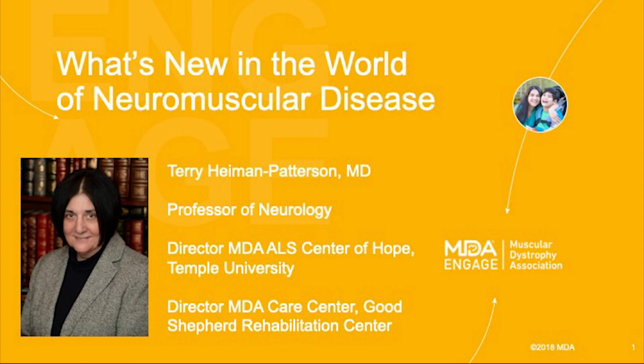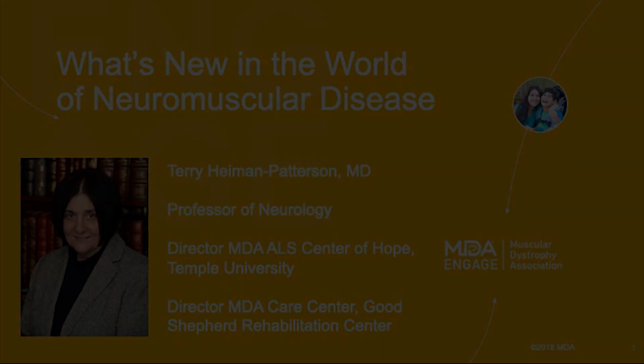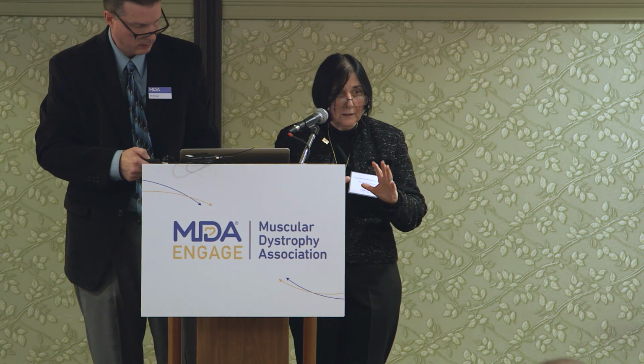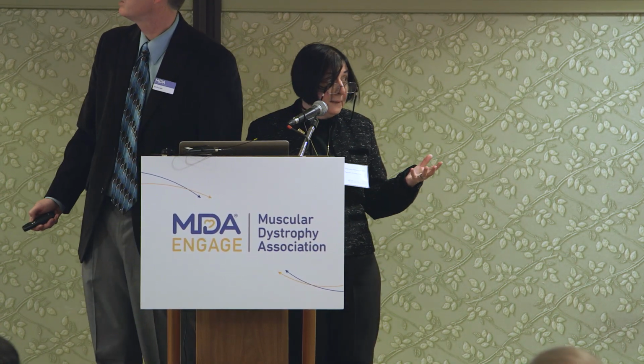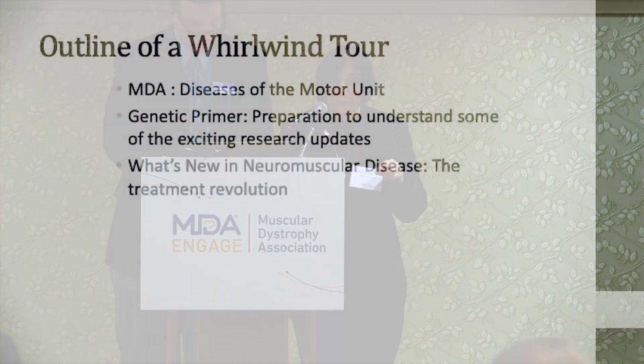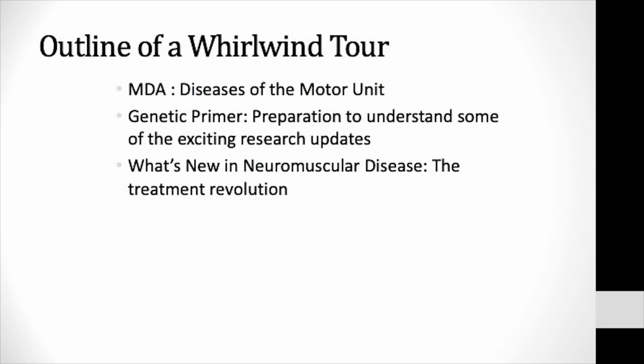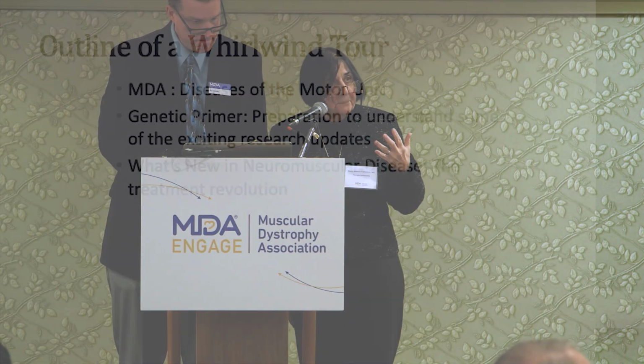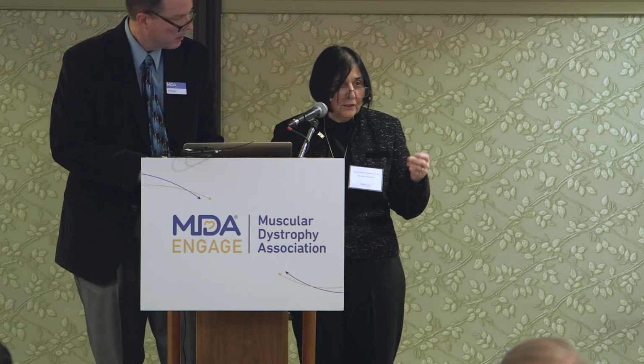So, I'm going to talk a little bit about the diseases MDA covers first. In other words, a spectrum, what we call the motor unit. I'm then going to talk a little bit about something that is a little bit difficult, but I'm going to try to make it easy for you. And that's some basic genetic concepts, because many of the exciting things that are going on.